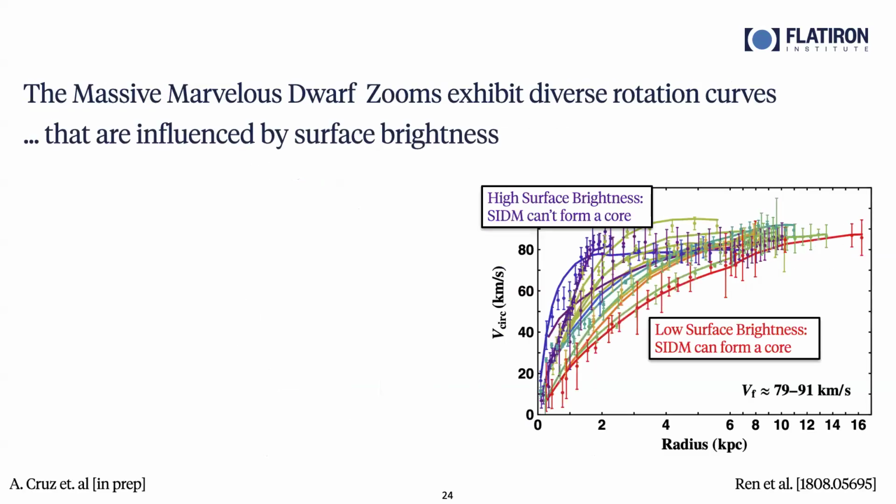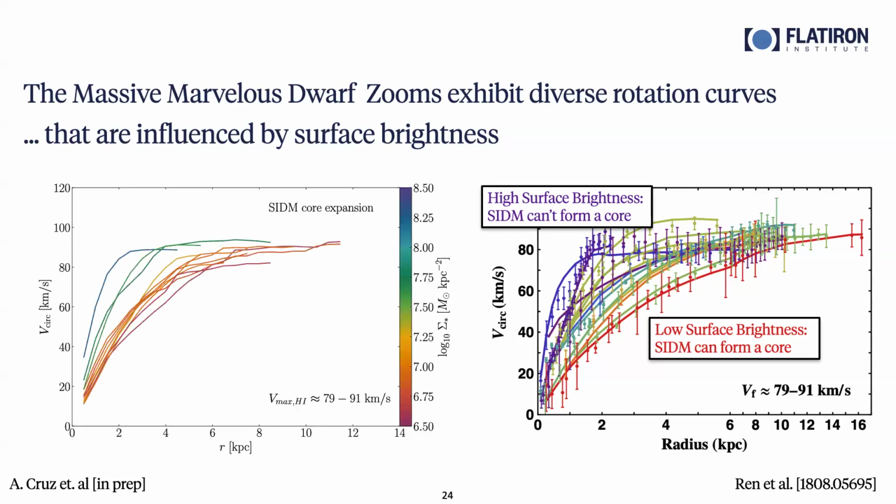Okay, so the core expansion SIDM case. So I said, this was the prediction from Ren. These are fits that they've done to data, assuming a cross section of 3 centimeters squared per gram and self-interacting dark matter. Okay. Now, if I look at my simulations, I produce the same thing.